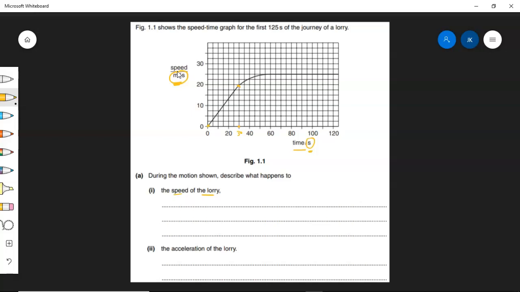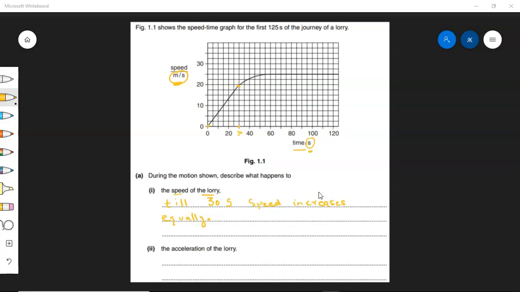So you have to say here, till 30 seconds, speed increases equally. Students here make a common mistake. Till 30 seconds speed increases. Of course you will get a mark, but if you write this equally you will get a better opinion from the examiner.